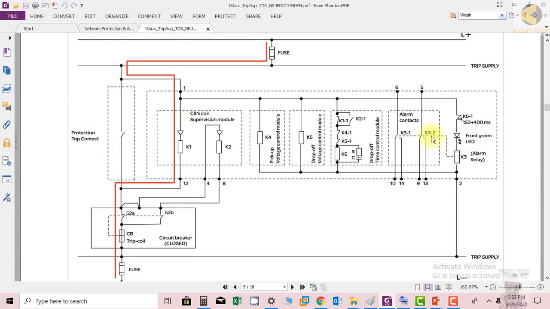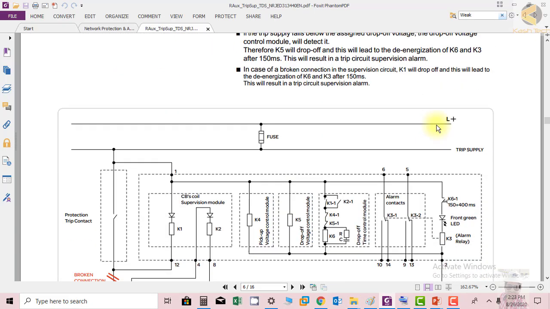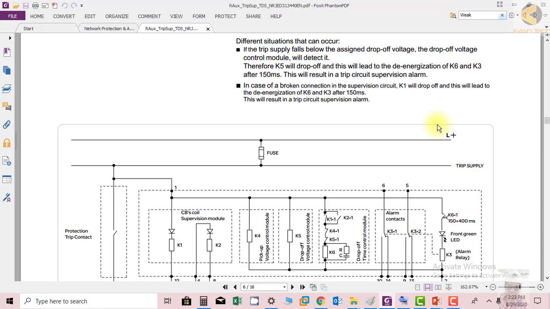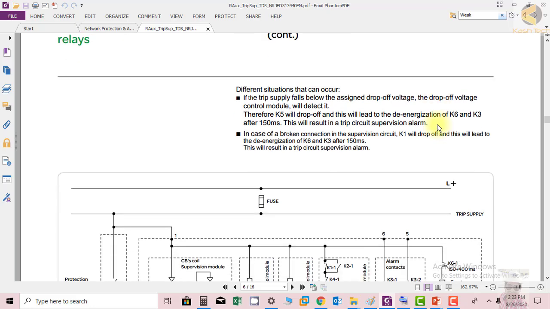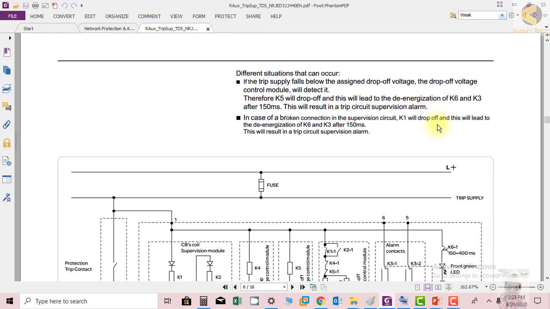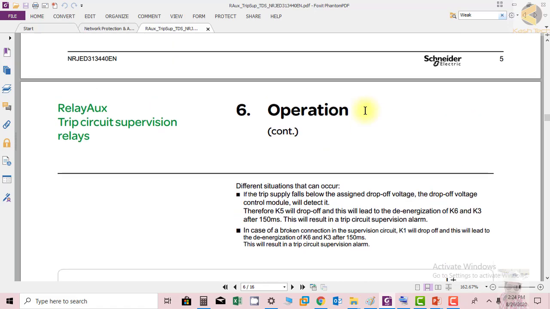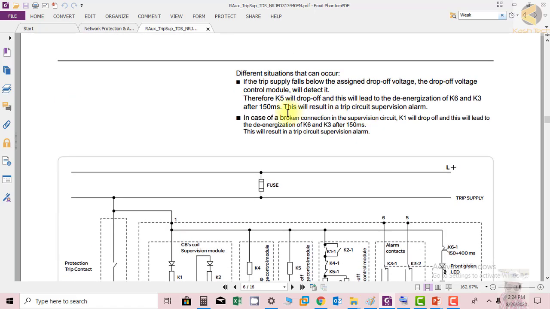Okay, now they are explaining the different situations that can occur if the trip supply falls below the assigned drop off voltage. The drop off voltage control module will detect it, and therefore K5 will drop off and will lead to de-energizing K6 and K3 after 150 milliseconds. This will result in a trip circuit supervision alarm. So this is one condition.